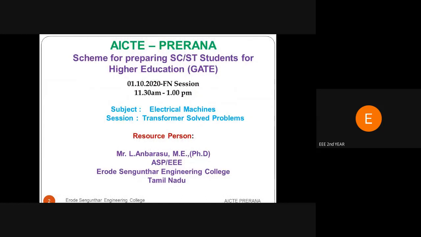So in this session, we have to discuss the transformer solved problems. Last class we discussed the basics of transformer, corresponding circuits and applications of transformer. In this class we have to discuss transformer basic solved problems.